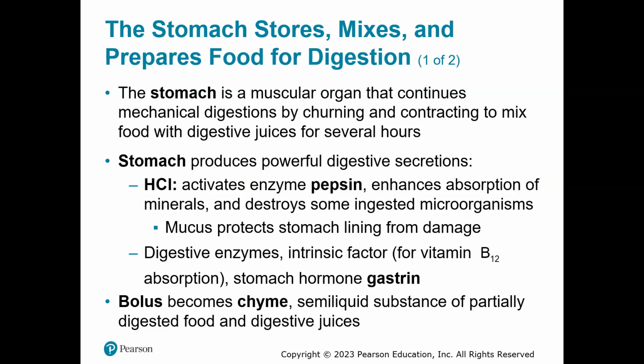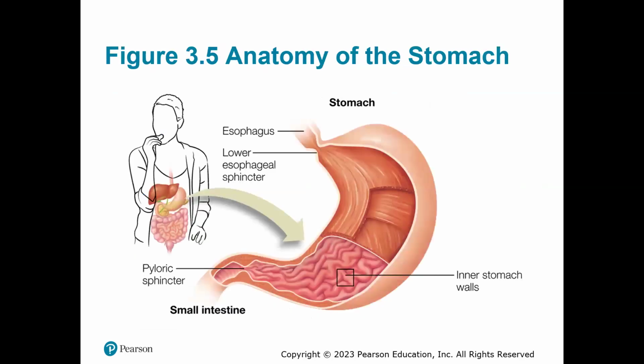Then the stomach makes different hormones as well. It makes the hormone gastrin, which is involved in hunger and satiety and releasing other gastric hormones and other digestive contents and things like that. All right, so again, in the stomach, the bolus becomes chyme, which is semi-liquid, and it's partially digested, and it's full of digestive juices and acid and mucus and all kinds of fun stuff.